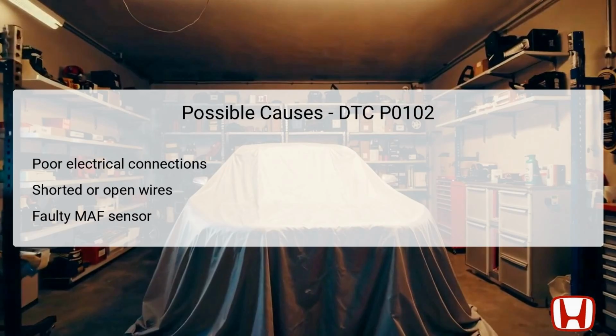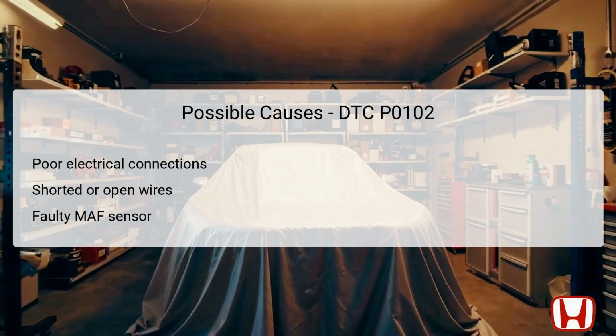Multiple factors can contribute to the triggering of DTC P0102. One common cause is poor electrical connections that can arise from corrosion, dirt, or loose terminals at the MAF sensor, intake air temperature, IAT sensor, or engine control module, ECM. Shorted or open wires in the IG1 ACG and VGP lines can disrupt the voltage flow, leading to the low voltage reading indicated by the DTC.